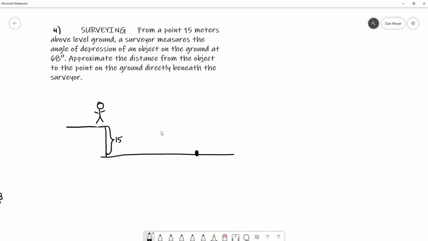It says the angle of depression of an object on the ground. So we're looking at an object on the ground, and the angle of depression is this angle right here. Basically, if you think of an observer right at this level, how far down would they have to tilt their view to be looking right at that object? Okay, so that is 68 degrees.